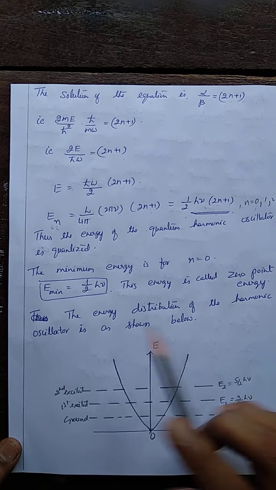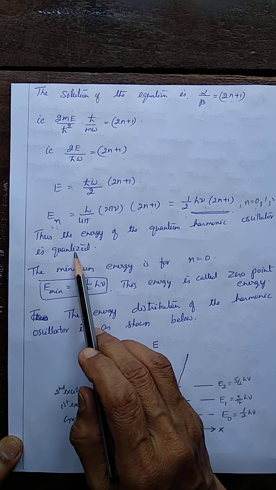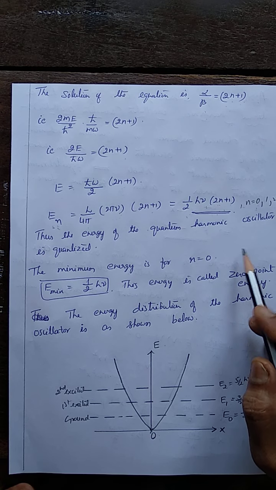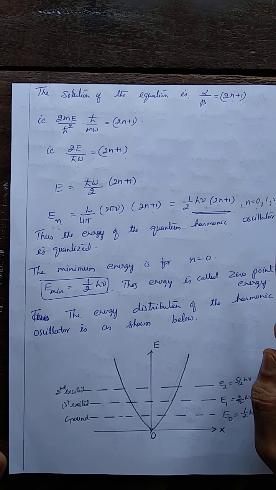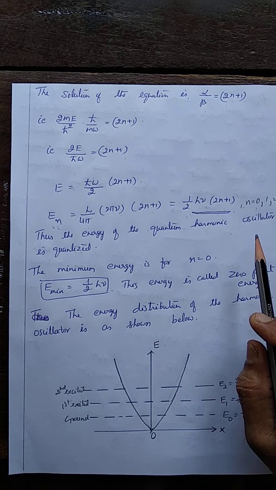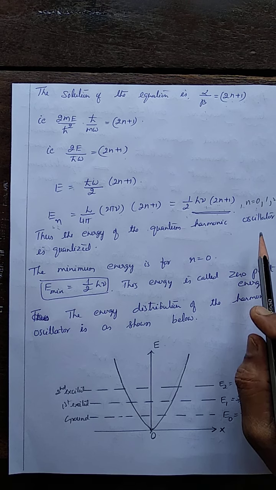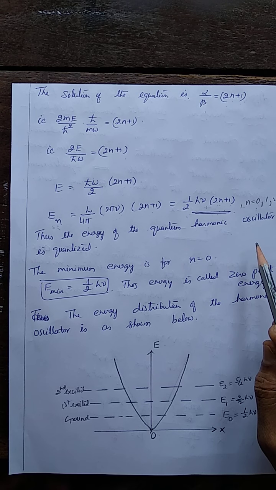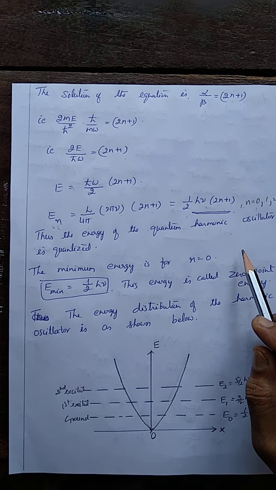And what the equation says is that the energy of the quantum harmonic oscillator is quantized. It does not take continuous values as we see in the case of the classical harmonic oscillator. In the case of a classical harmonic oscillator, for example a simple pendulum, it can have continuous energy values from 0 to infinity.